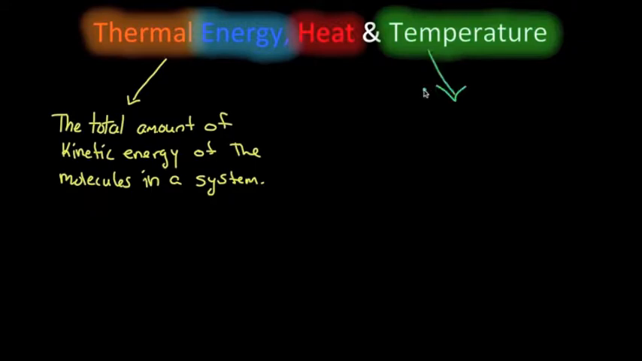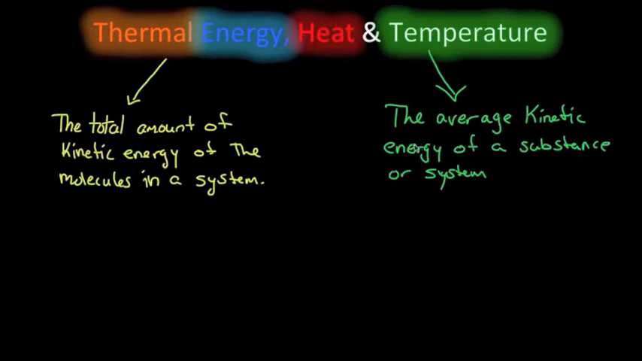Temperature, on the other hand, is defined as the average kinetic energy of a substance or a system. Average kinetic energy is basically a synonym for temperature. So temperature is a measure of the average kinetic energy of a substance or the particles in a substance and does not depend on the size or the type of the object. Whereas thermal energy is the total amount of kinetic energy of the molecules in a substance. So the size and the mass of the substance will have an effect on the total thermal energy of that substance or system.